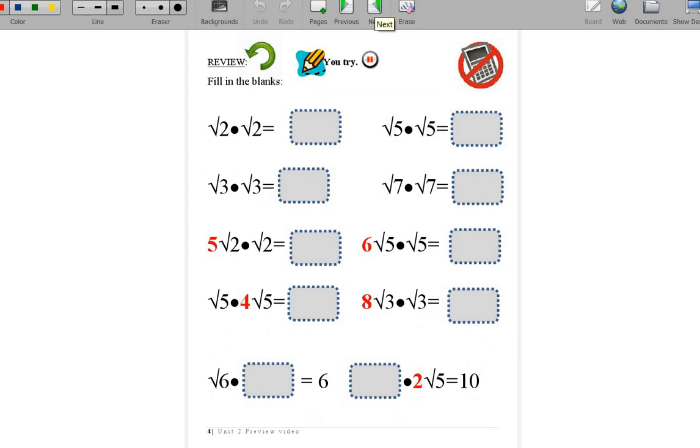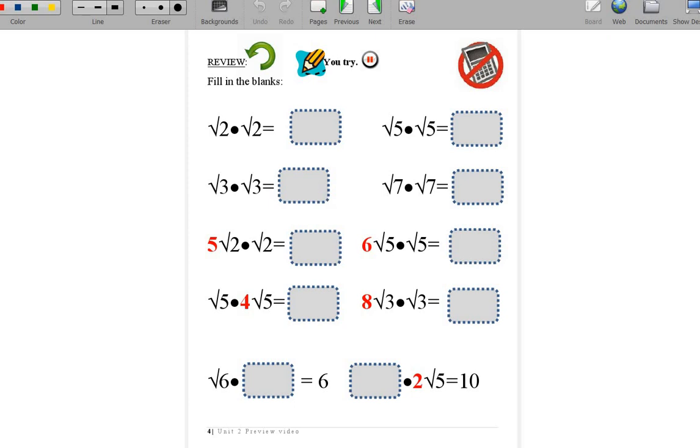Before we get started, without a calculator, I'd like you to fill out this page as fast as you can. Ready? Go! Let's see how you did.